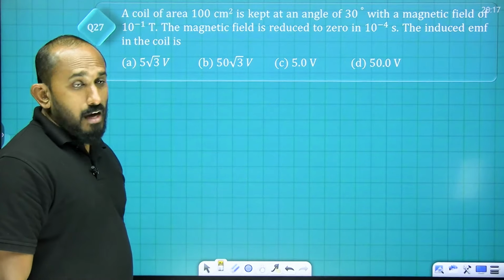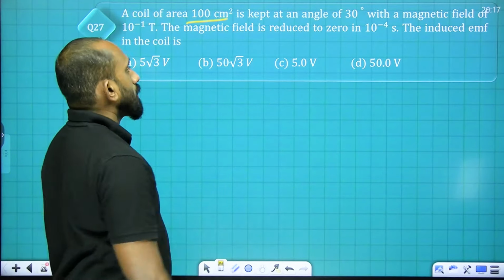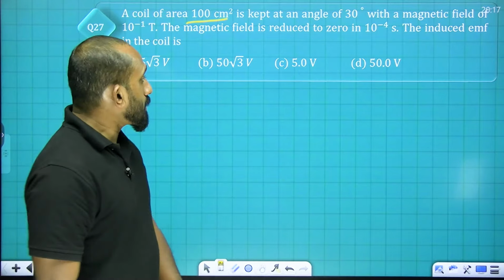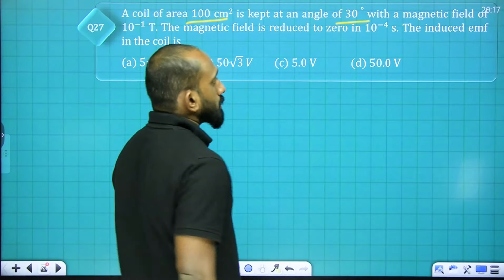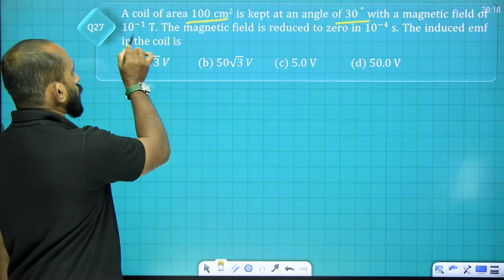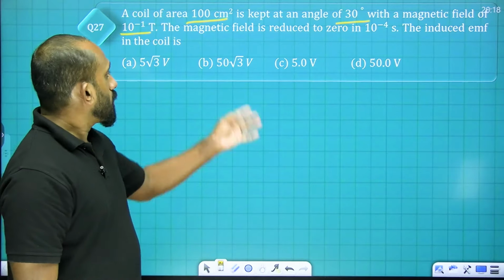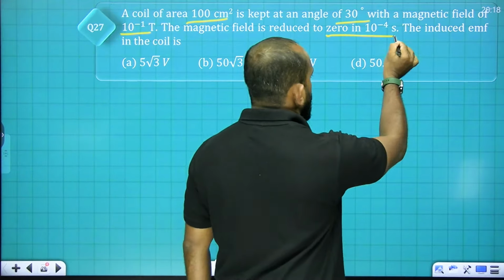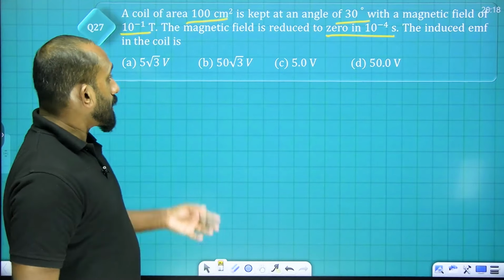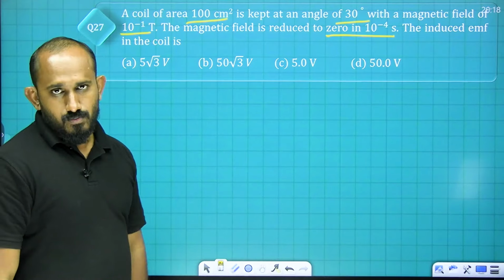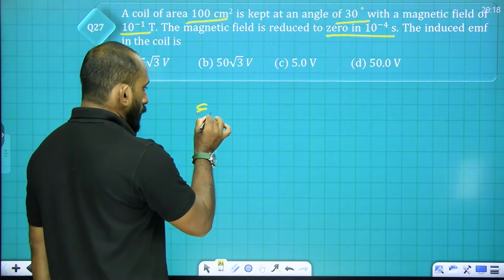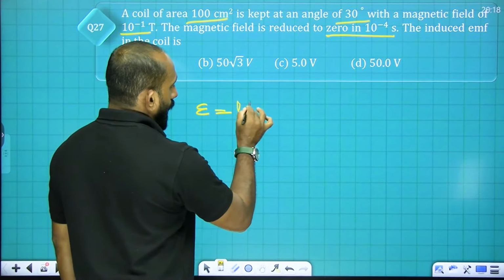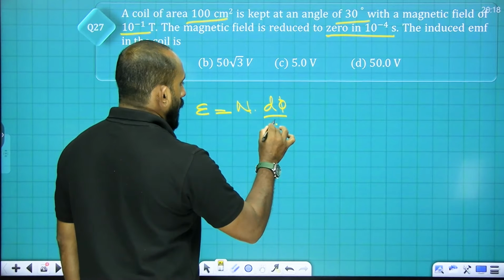A coil of area 100 centimeters square is kept at an angle of 30 degree with a magnetic field of 10 raised to minus 1 Tesla. So B is given. Then the magnetic field is reduced to 0 in 10 raised to minus 4 seconds. The induced EMF in the coil is. So again, for the induced EMF, we have E equal to N d phi by dt.